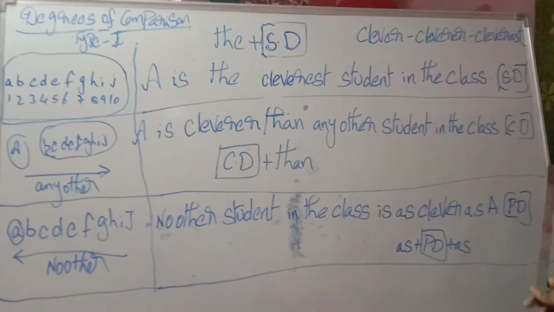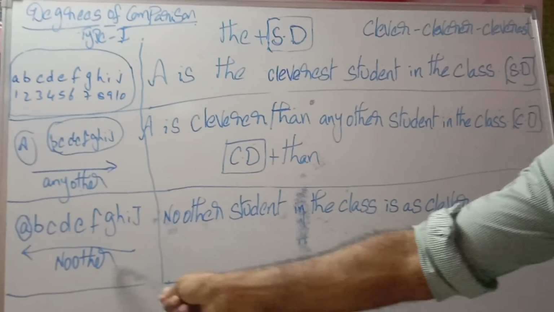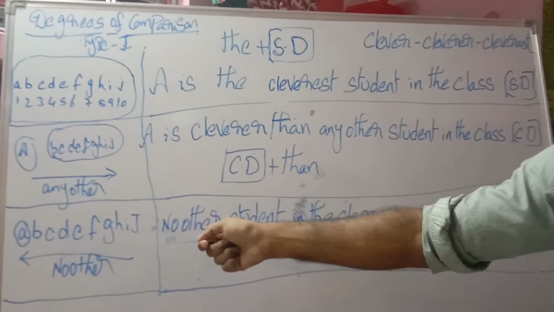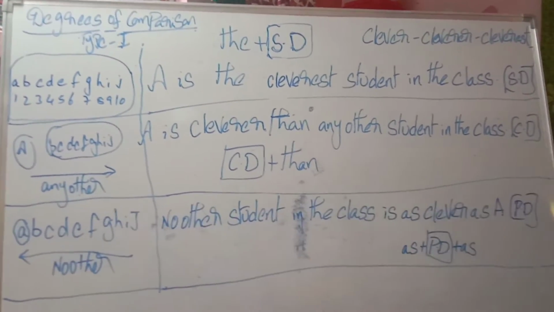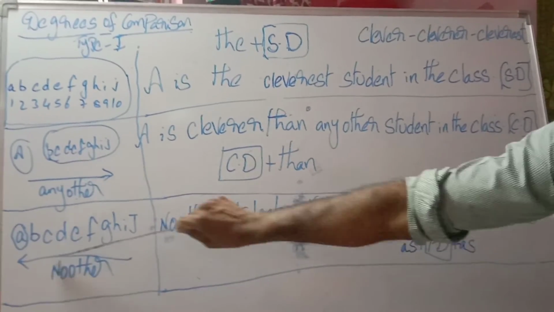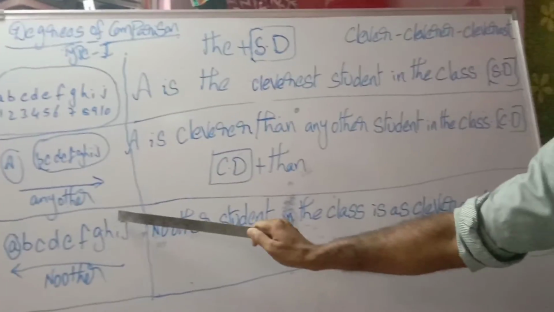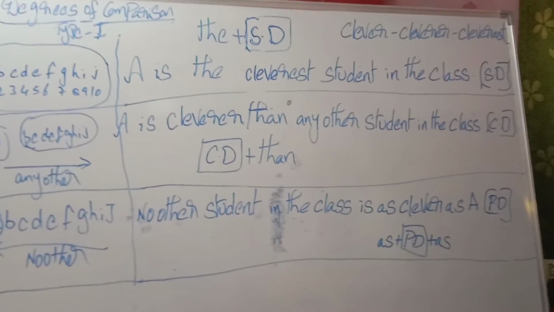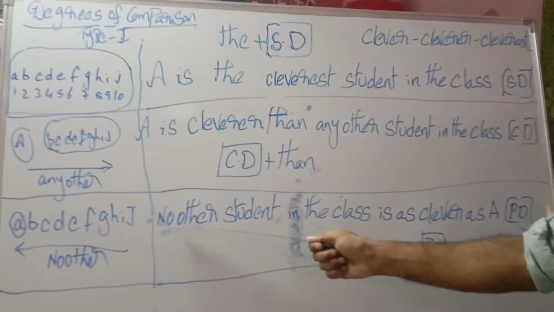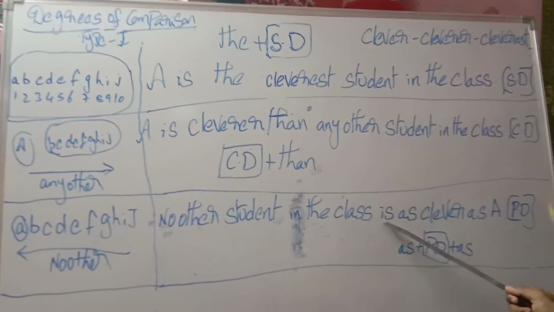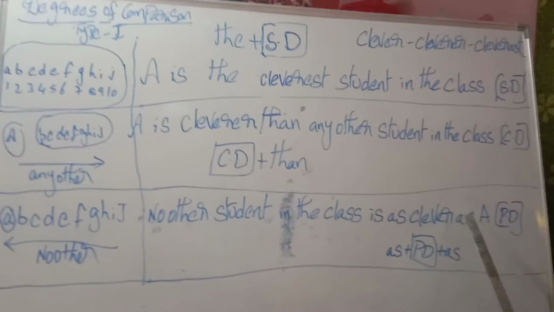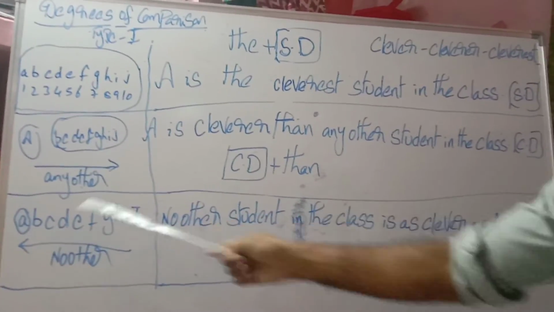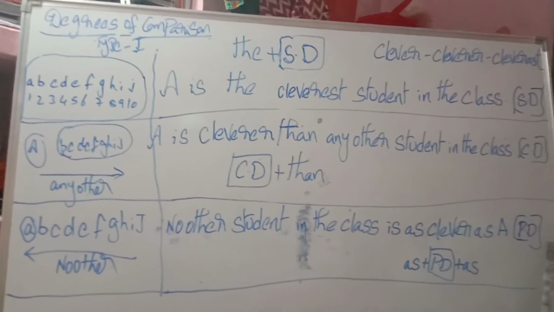Positive degree means it goes from this side. We have to talk about the positive thing of A. So it takes from this side because no one got first rank here. So this time if it goes from this side, the name for all these students is "no other" because no other student got the first rank. So no other student in the class is as clever as A. That is the positive degree.